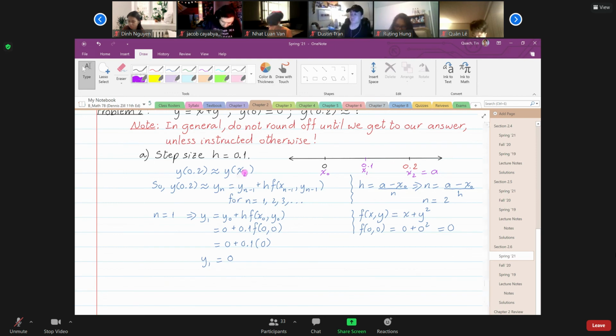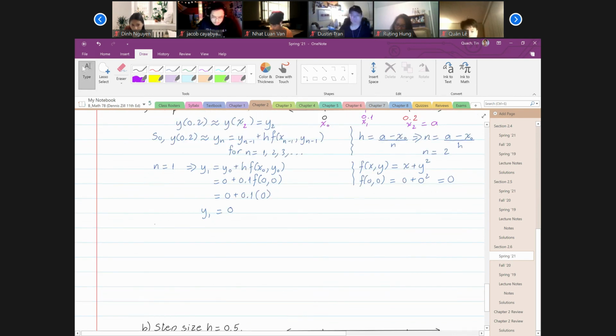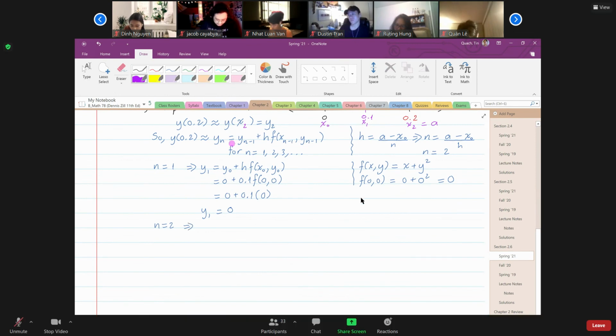Let's go over here. You want to approximate this guy by using this, but this is actually your y sub 2, okay? Remember, y of x sub 2 means the y value at x sub 2. So you have y sub 1 already, so you have to go to the next step. When n is equal to 2, you go back to your formula right here. I'm going to highlight this formula so you know that you're going to plug it in here.